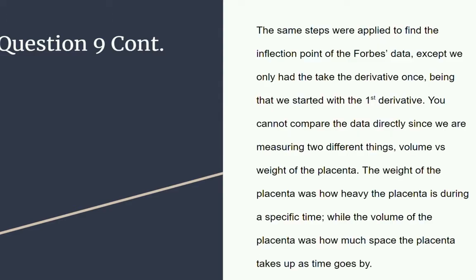The same steps were applied to find the inflection point of the Forbes data, except we only had to take the derivative once, being that we started with the first derivative. You cannot compare the data directly since we are measuring two different things, volume versus weight of the placenta. The weight of the placenta was how heavy the placenta is during a specific time, while the volume of the placenta was how much space the placenta takes up as time goes by.